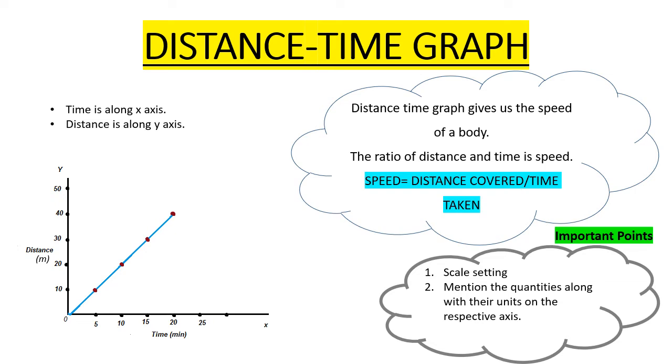We should always be very considerate about them during drawing the graphs. The scale setting: we have to set the scale properly and then mention the quantities along with their units on their respective axes. As you can see, the time has a unit minute, whereas the distance has the unit meter. So whenever someone sees this graph, they know that this graph is between which units.